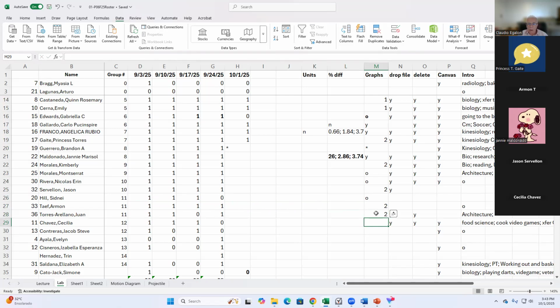Cecilia Chavez, did you plot all 3 graphs? Hi, good morning. Yeah, I did all 3 graphs. Okay, what's the percentage difference you got for them? For the ruler, I got 2.44. The vernier caliper, I got 0.46, and the micrometer 0.59. 0.59. Okay, good. So now work on the units, okay? Work on the units, and I'll get back to you in the next round.